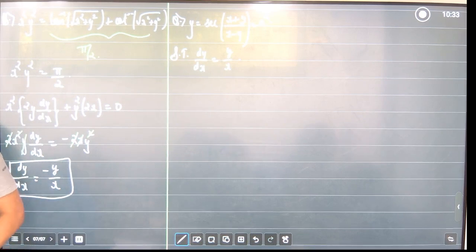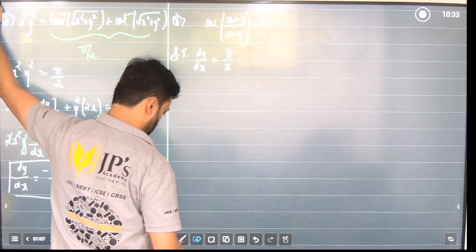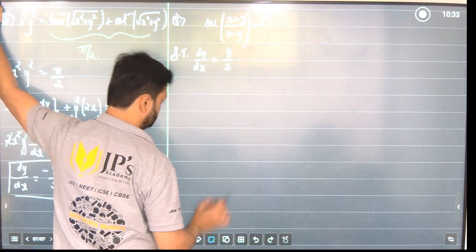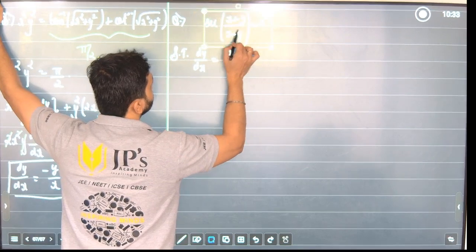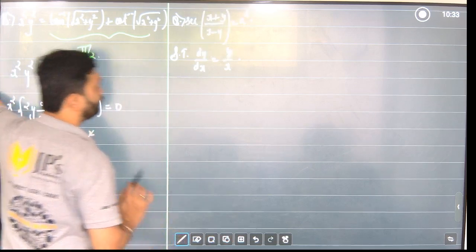Now, these are some pattern sums. What do you understand by pattern sums? Whenever you have something like this, the sec inverse of something is an equation. It can be a linear equation, it can be a quadratic equation. Sorry, the question is written wrong. It's basically this. This is the question. Sec inverse of this is equal to a square. I have to prove this.